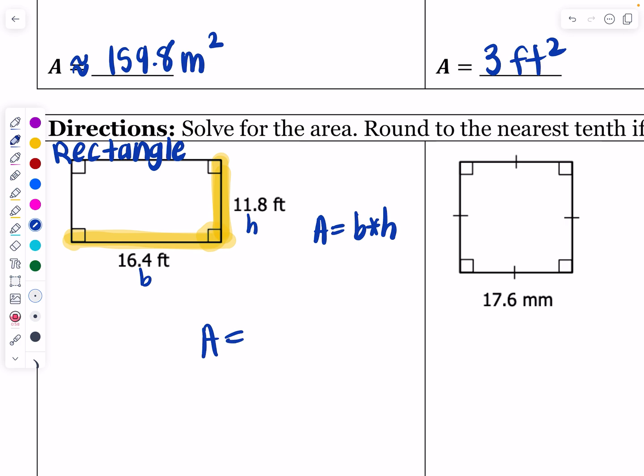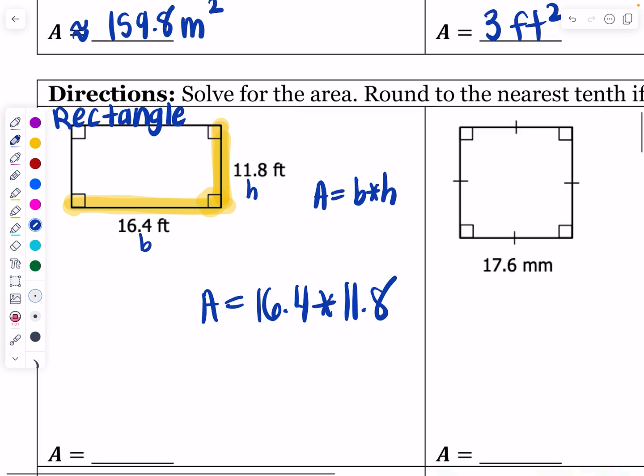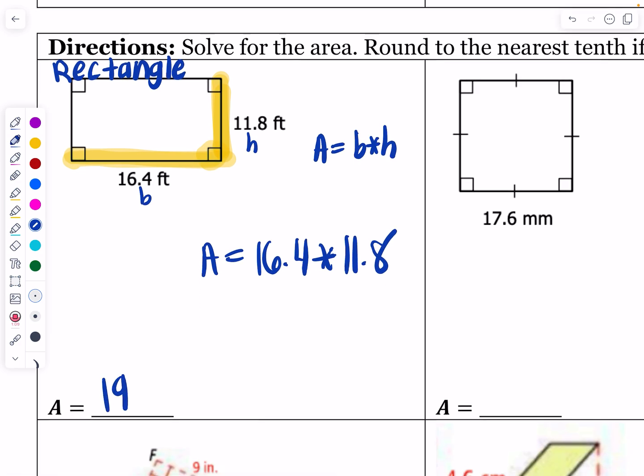So my area is going to be equal to 16.4 times 11.8. So when you do 16.4 times 11.8, no need to divide by 2 because this is a rectangle. So it's going to be about 193.5. What are my units? My units are going to be feet squared. So we're rounding these to the nearest tenth when it requires us to.